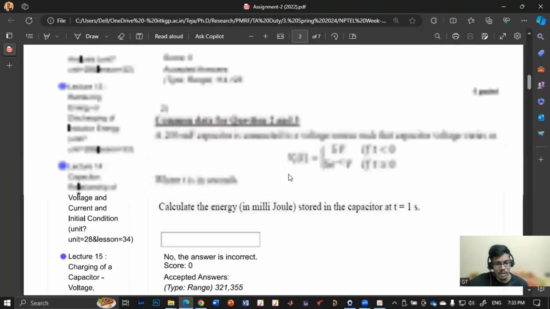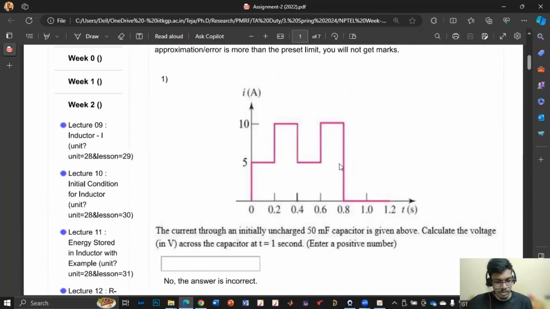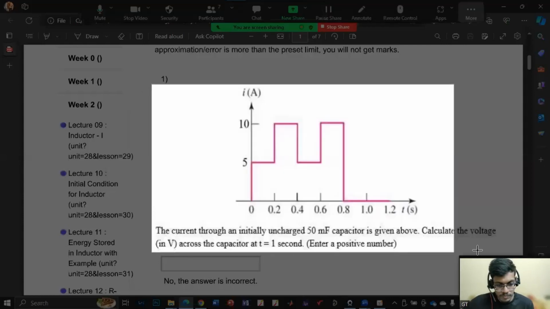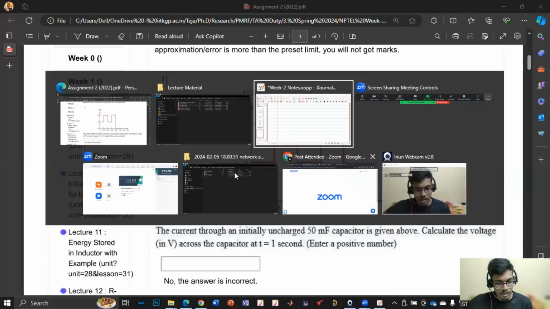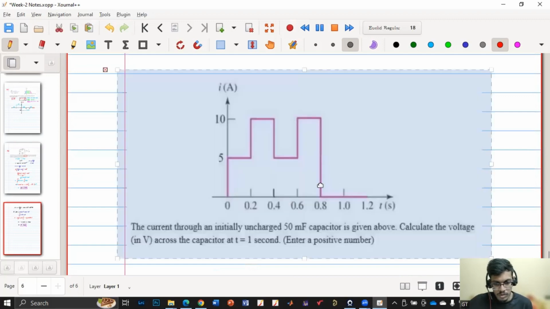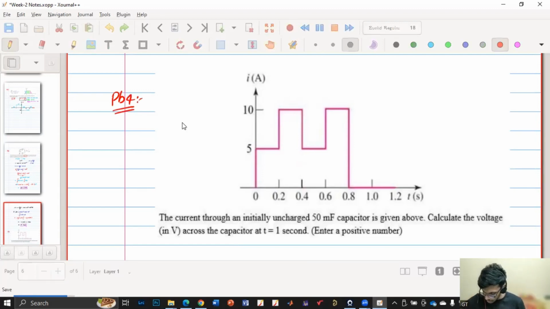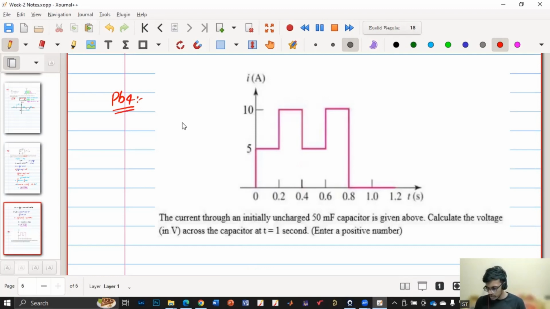Okay, so we'll start with this question. The question number 1. This is also another interesting question. So this will be problem 4, right? Yeah, problem 4. Okay, so this is problem 4. So how to solve this? They have given the current through an initially uncharged 50 millifarad capacitor as given above. Find the voltage at 1 second. So they're asking for the voltage at this instant, which is 1 second. So how to proceed? Can anyone say?